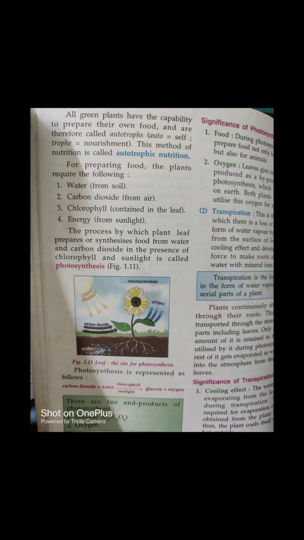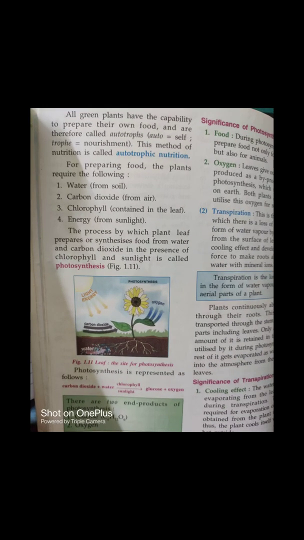Now you all know what photosynthesis is. In the presence of sunlight and chlorophyll, plants prepare food by water and carbon dioxide. This process is called photosynthesis. I hope you all understand today's class.